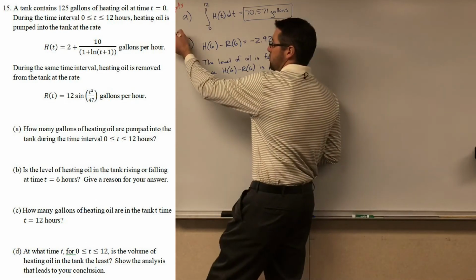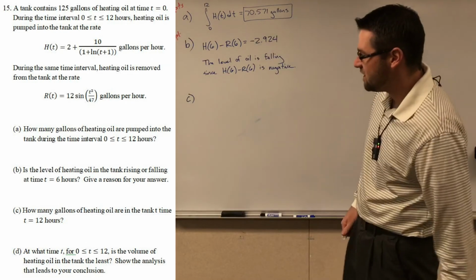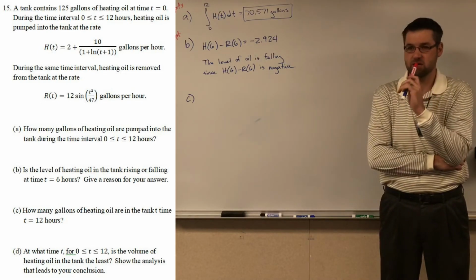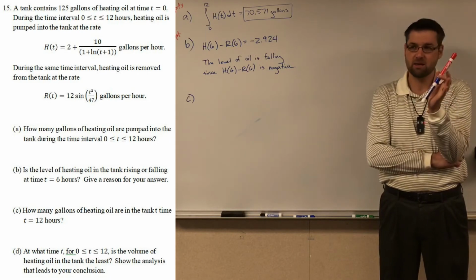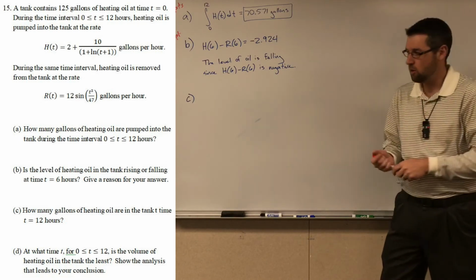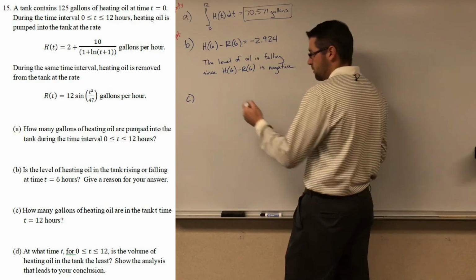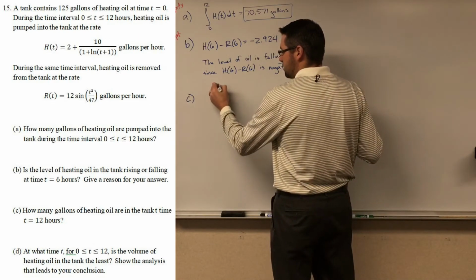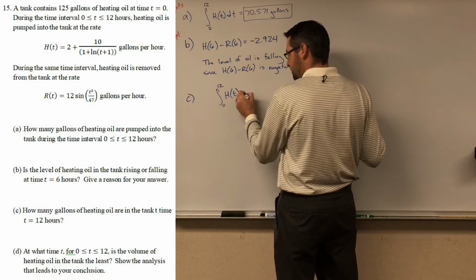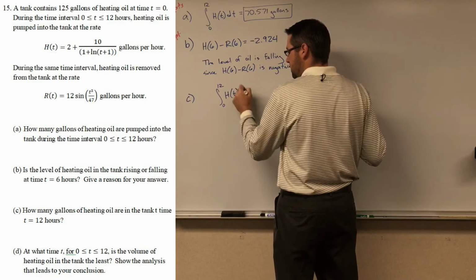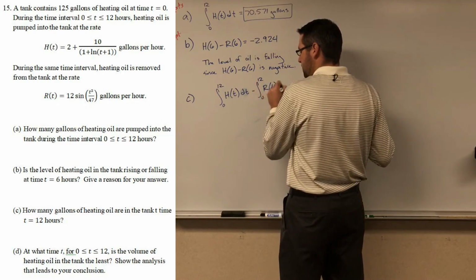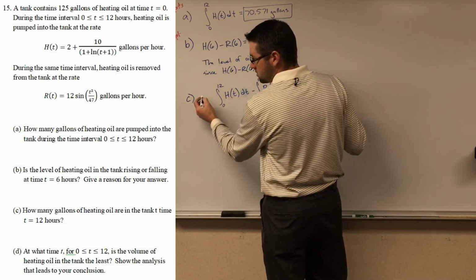Part C. How many gallons of heating oil are in the tank? So, what do I have to include in this one? The initial condition. And it does say how many gallons of oil are in the tank, so we have to take an integral of a rate, right? So, what would the equation be for this? The integral from 0 to 12 of H of t dt minus the integral from 0 to 12 of R of t dt. And then we'll add the 125 to it.